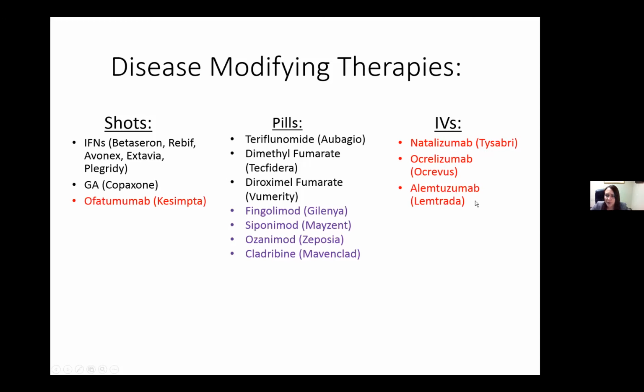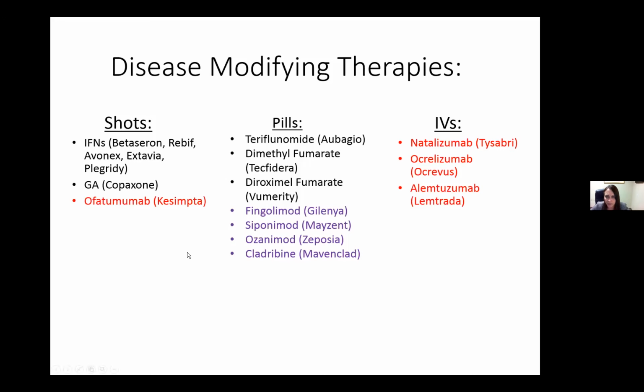And alemtuzumab or Lemtrada is a medication that's an immune reconstitution therapy like cladribine, except it's an IV therapy, and it's really a chemotherapy that they get in an infusion center that you do once for 5 days, and then at 1 year you repeat it for 3 days in a row. And the benefit of doing that medication is years later, many patients don't have relapses and they don't have any further disease activity, and you may not have to treat them again. And it's also a very effective medication for people with aggressive multiple sclerosis.